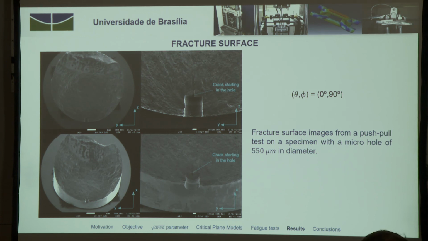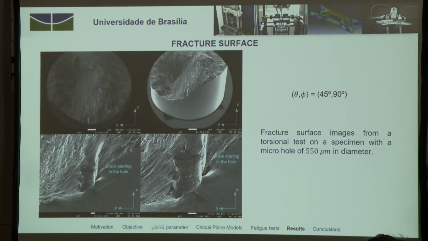And the same occurred in the test with pure torsion, where a fracture occurs in a plane at 45 degrees, which also means the plane perpendicular to the maximum principal direction.